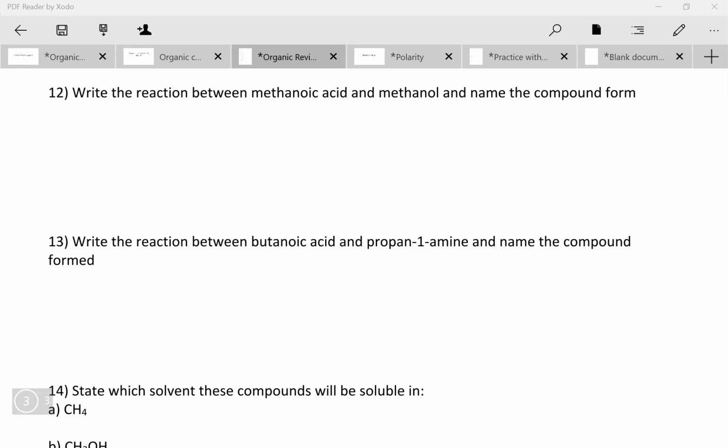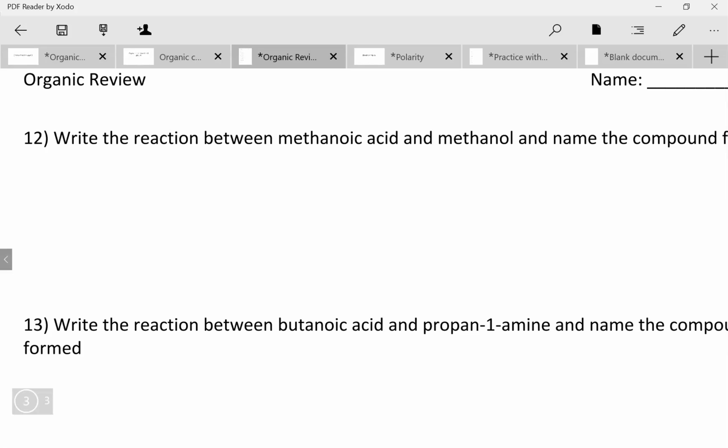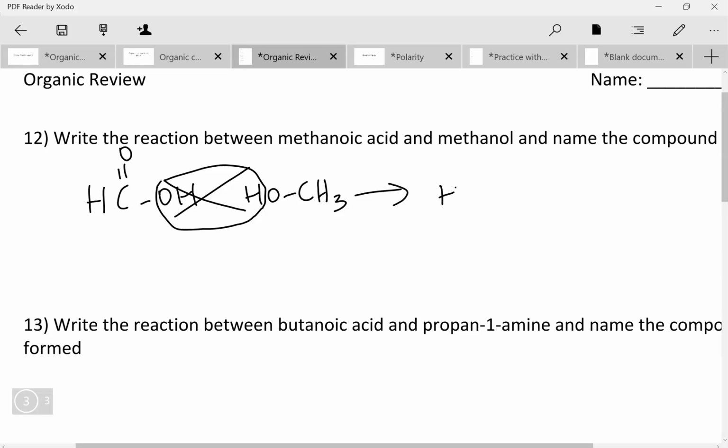Alright, so this is the continuation. Sorry about that. Okay, methanoic acid and methanol. So methanoic acid is 1 carbon with the oic acid ending, the double bond OOH. Then methanol is the 1 carbon alcohol, like shown. We're going to remove the water. Then we're going to add HC double bond O, OCH3.